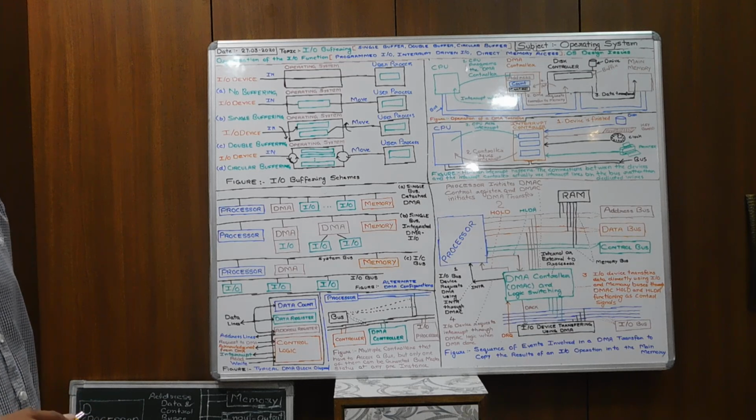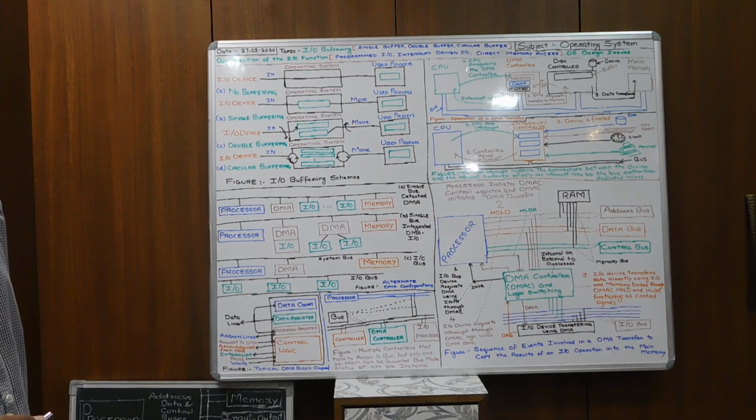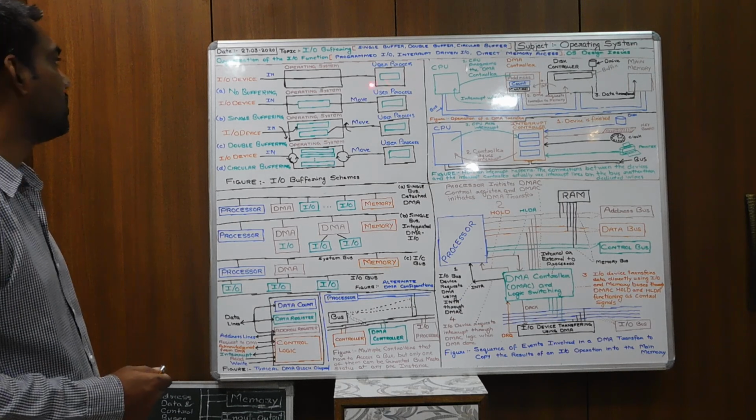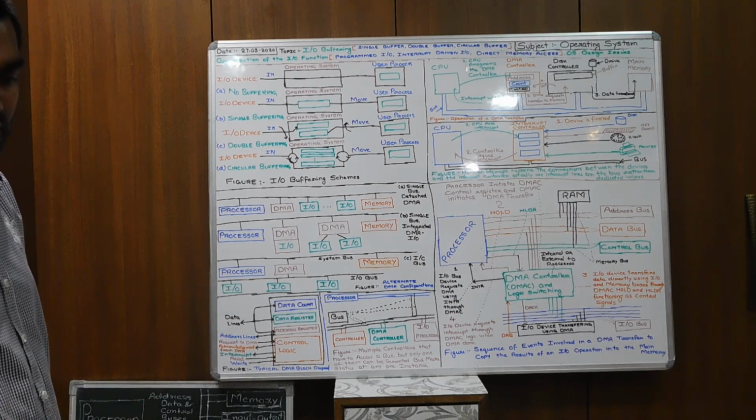Think of a case where a set of characters is supposed to come out of an IO device. In that case, what will happen? After the passing of each and every character, the process is going to get interrupted. So a lot of cycles will get wasted.